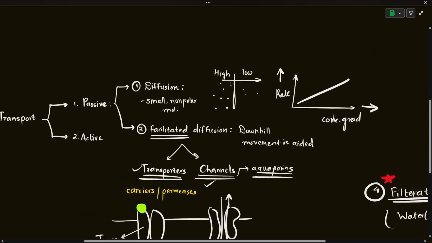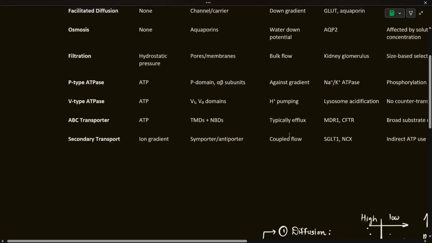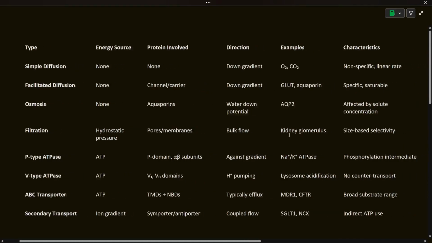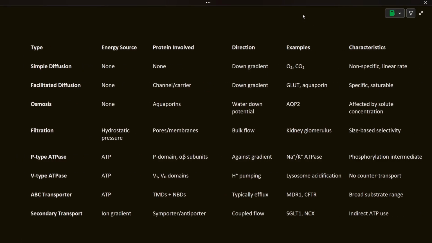Okay, so let's quickly summarize all of those different types of passive transport. Here I have a summarized version of all the different types of transport that we are going to discuss in this lecture. The first four are the passive transport types, and the latter ones are active transport. We haven't discussed active transport yet, but before that, let's summarize the whole of passive transport, the different types of transport that we learned.